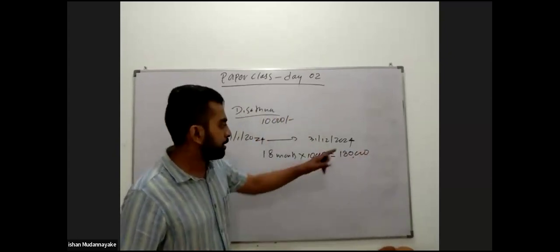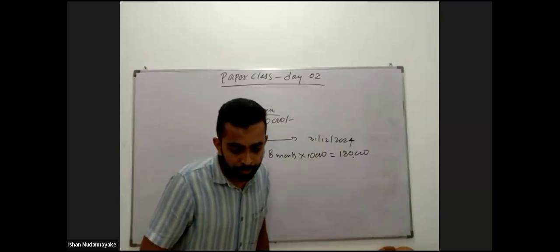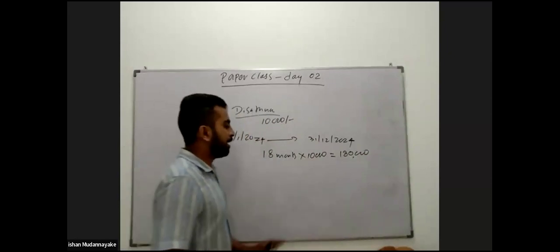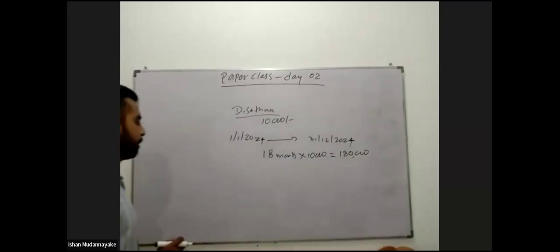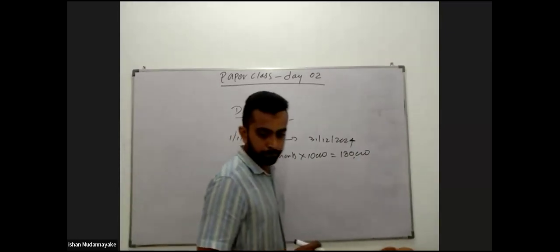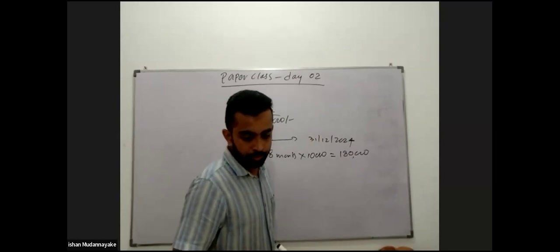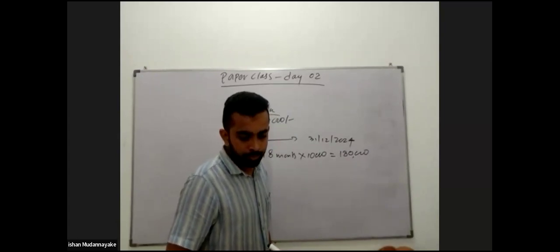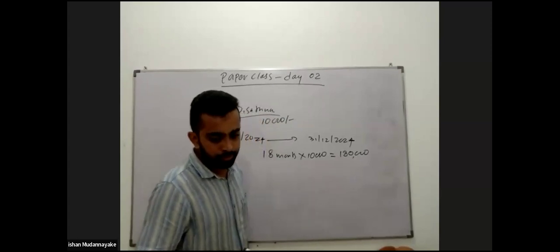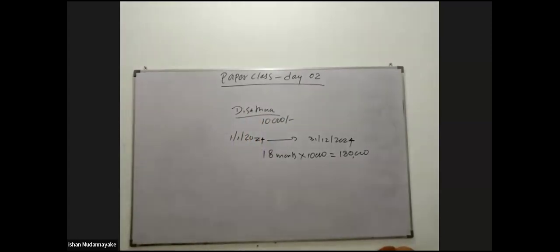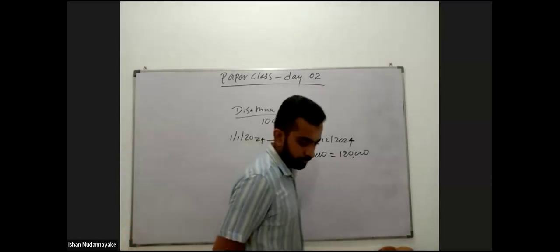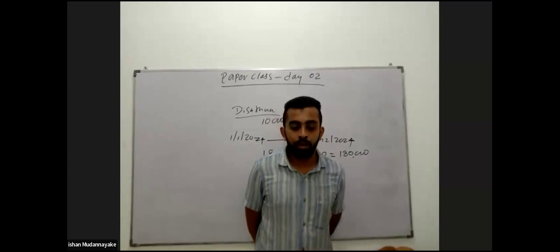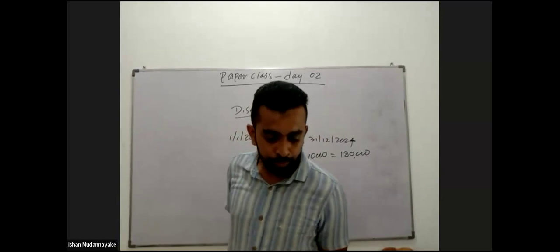Then what is the availability of this 180,000? Lenora received rent income of 180,000 in cash. What's the availability of this 180,000?